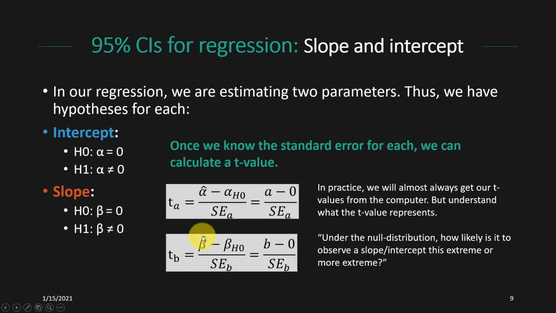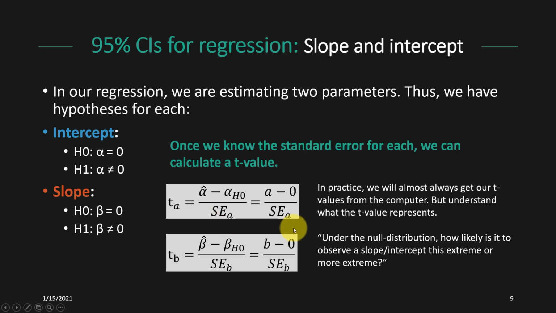Our best estimate. Remember, this little hat character means we're making an estimate. It's our best estimate of the parameter in the population minus what we're hypothesizing that parameter to be under the null hypothesis. So that's b, the slope we observed in the sample, minus 0, because again, our null hypothesis for the slope is that the true slope is equal to 0, and then we divide that by the standard error. So what these t-scores are telling us is, in units of standard error, how likely is the effect that we observed if the true effect was 0? How far away is it from 0 in units of standard error?